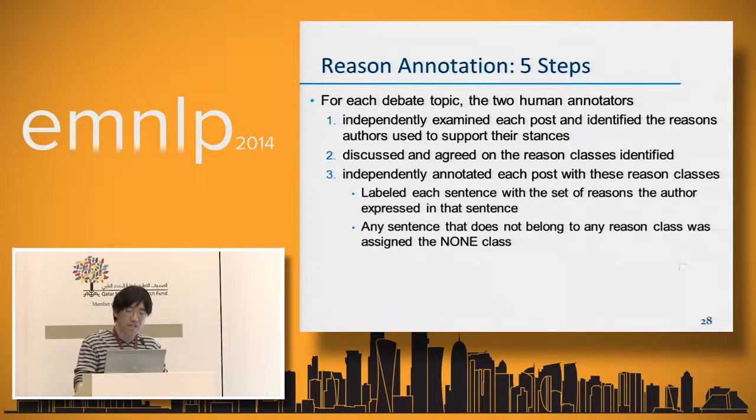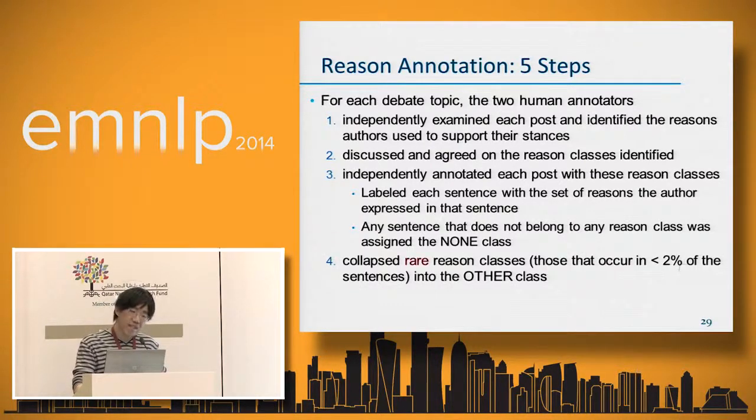Specifically, they labeled each sentence with the set of reasons the author expressed in that sentence. Any sentence that does not belong to any reason class was assigned the none class. After that, they were asked to collapse the rare reason classes, specifically those classes that occur in less than 2% of the sentences, into the other class.